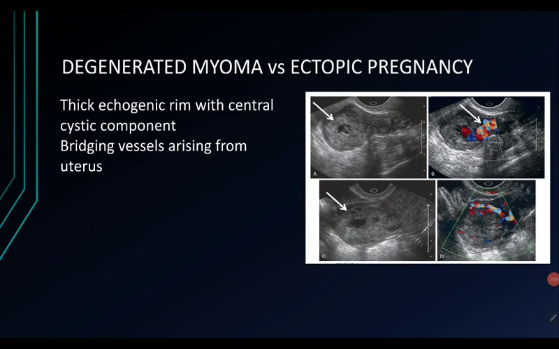This is degenerating myoma versus ectopic pregnancy. Thick echogenic rim with central cystic component. Thick echogenic rim with cystic component inside, with bridging vessels arising from the uterus. These are the bridging vessels.